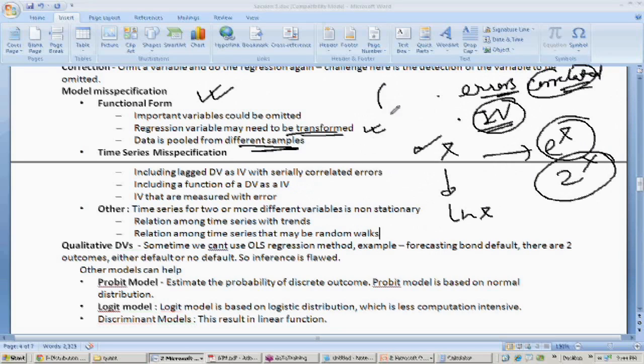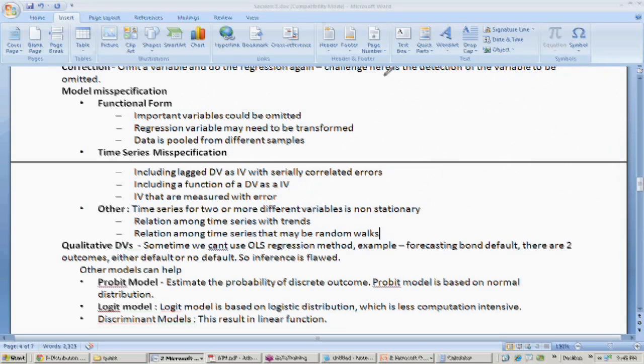Next, data is pooled from different samples. Rather than taking data for the regression from the same sample, you pick some variable from here and some variable from there. As a result, the output you get from the regression equation would not be accurate. So that is a functional specification misspecification. Another is time series misspecification.